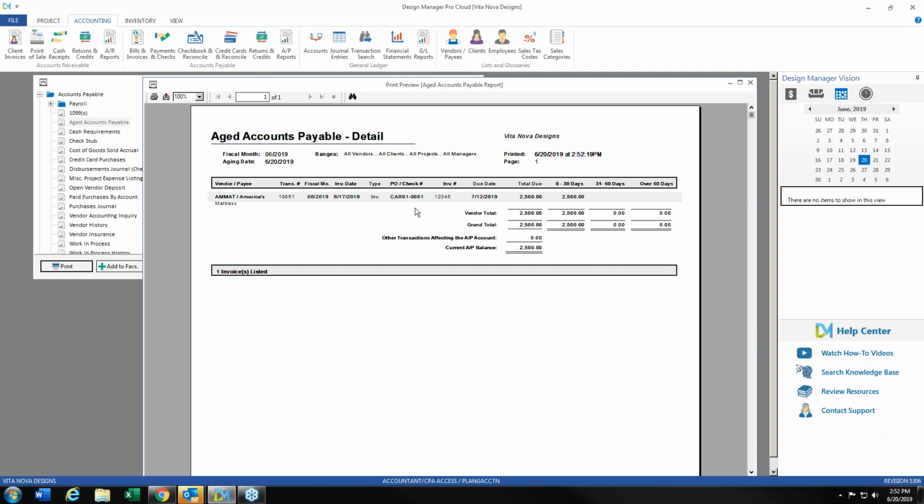If there's a PO that was set up that's related, it'll be here. An invoice number will be set up here, so that you can see, yes, I remember having to order this from this vendor for this project. The due date is very important. We want to make sure we're looking at that every week and paying our bills on time. And just like accounts receivable, this will show you how old these invoices are.